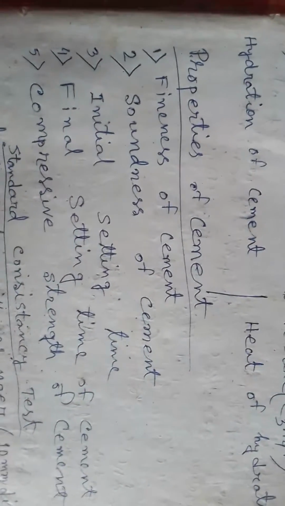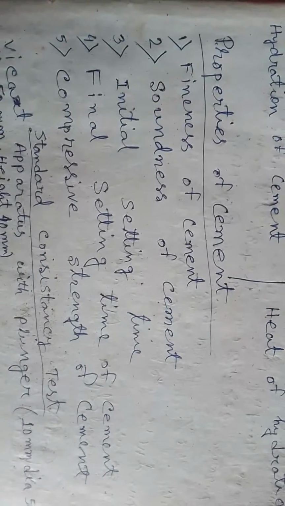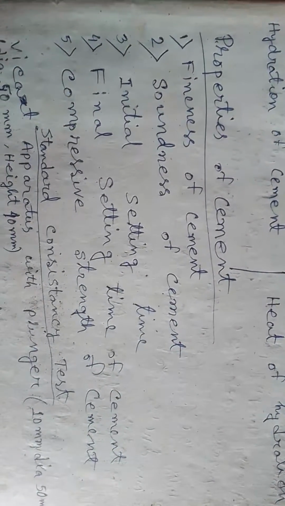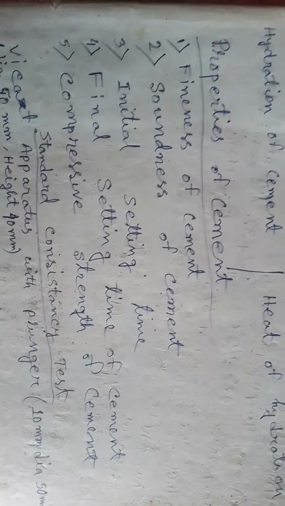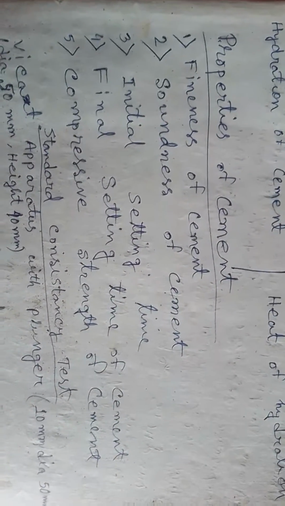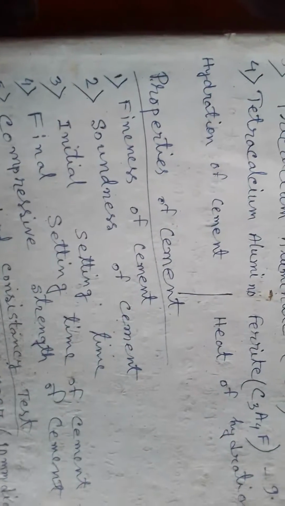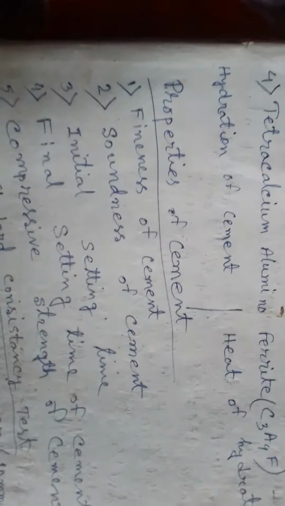Now, what are the main properties of cement? First, fineness of cement, soundness of cement, initial setting time of cement, final setting time of cement, and finally, compressive strength of cement. Another important thing is the lime saturation factor: the ratio of percentage of lime to percentage of silica, alumina and iron oxide. It is not greater than 1.02 and not less than 0.66.